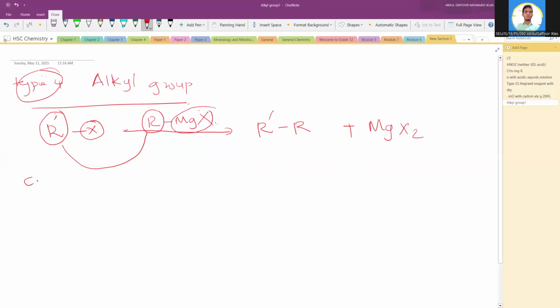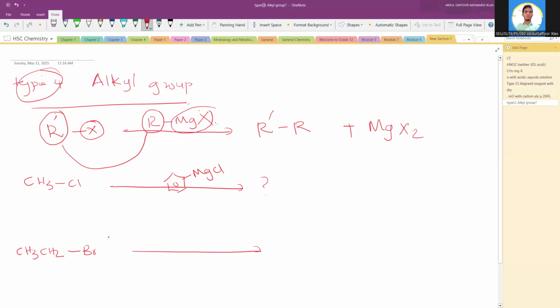For example, let's try these examples. We have, let's say, CH3Cl and we put benzene MgCl. So you have to predict. And then let's say we have CH3CH2Br, and we put CH3MgBr.